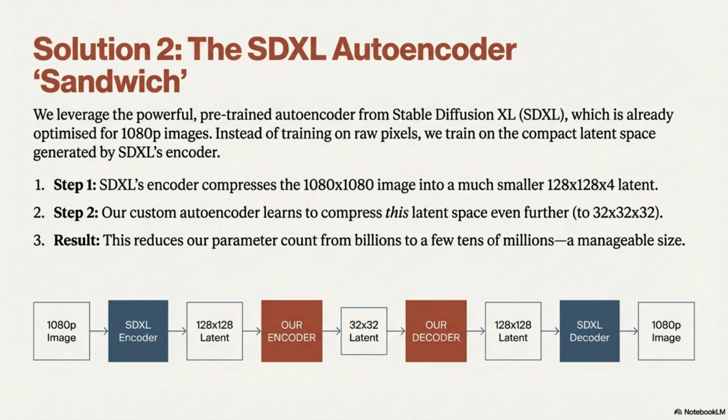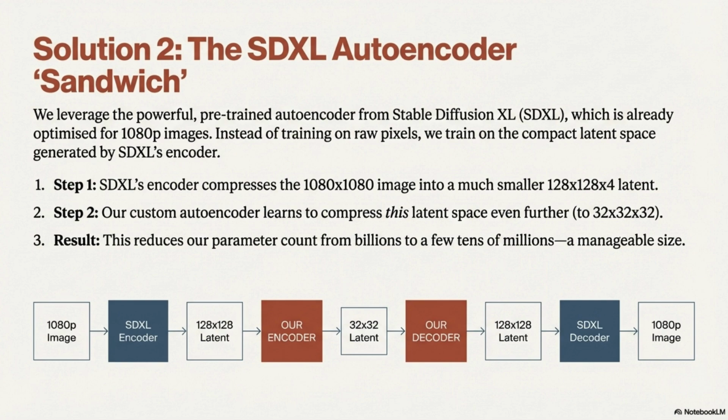Okay, so think of the SDXL model as the two pieces of bread on the outside. It does the first big heavy lift. It takes that huge 1080p image and compresses it way down to a much more manageable 128 by 128 latent. So their custom network never even sees the original huge image? Never. Their autoencoder, the meat in the sandwich, only has to deal with that pre-compressed 128 by 128 chunk. It compresses that even further. Right, down to their tiny 32 by 32 by 32 conceptual latent space.